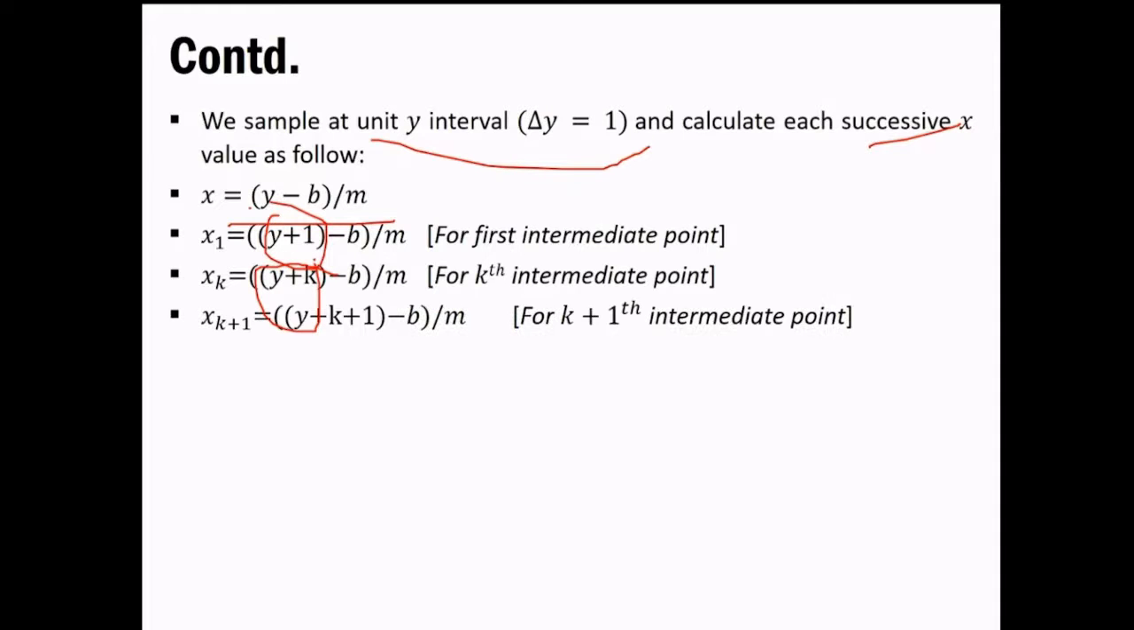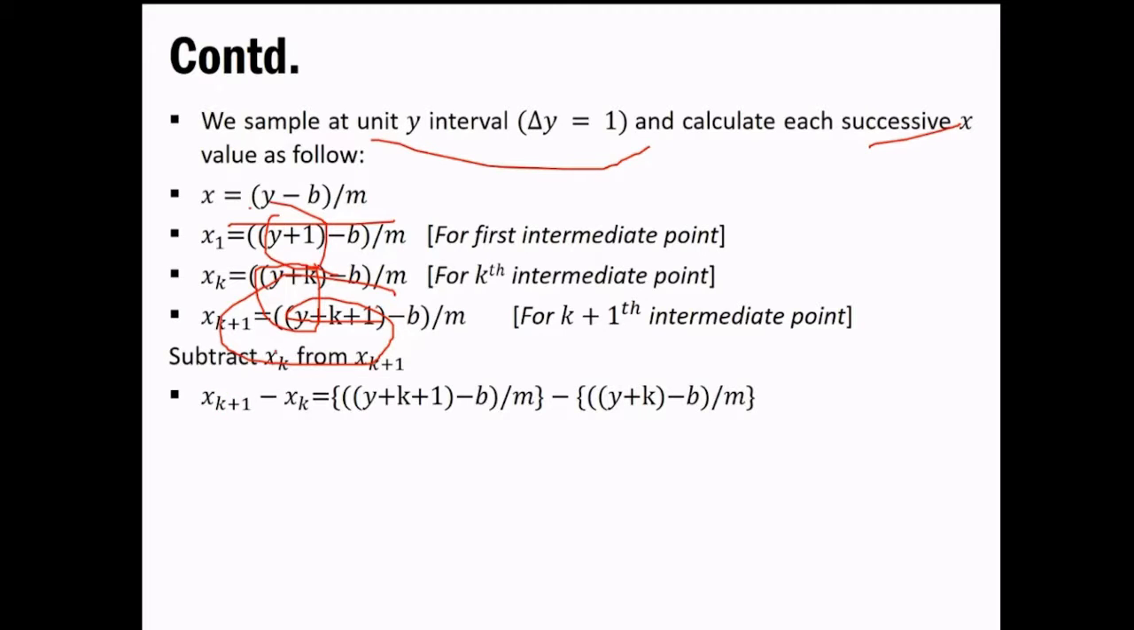And similarly for k plus 1, you have to do y plus k plus 1, as it is written over here. The same thing is to be adapted. We will be getting three values, x1, xk and xk plus 1. Okay, now what we need is to subtract two things, that is xk from xk plus 1. So what we have done over here is we have subtracted xk plus 1 minus xk.